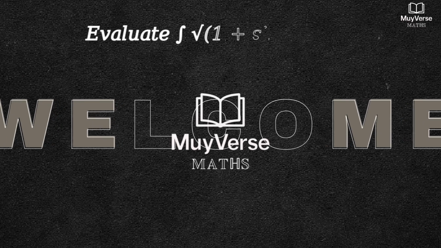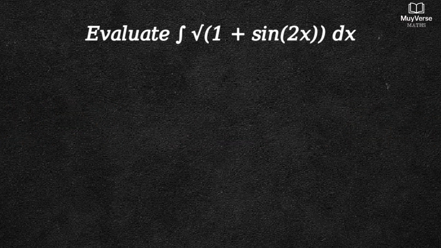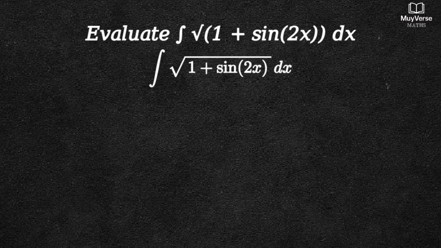In this quick lesson, we will evaluate the indefinite integral of the square root of 1 plus sine of 2x. Our plan is to turn what is inside the square root into a perfect square, simplify, and then integrate step by step with no skipped steps.